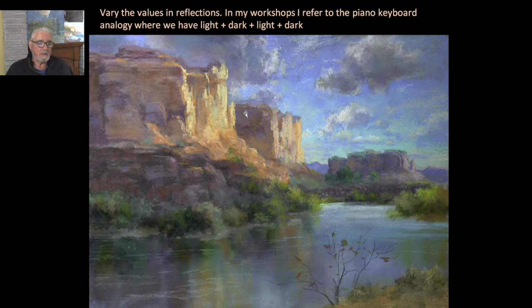The way it works is when you do the reflections, you want to have value variations in that area. So you go dark, a little bit lighter, lighter, dark, light, light, dark, light, dark, light, which would represent the black and white keys on the piano keyboard. That really makes a convincing way of doing your reflections. Okay.